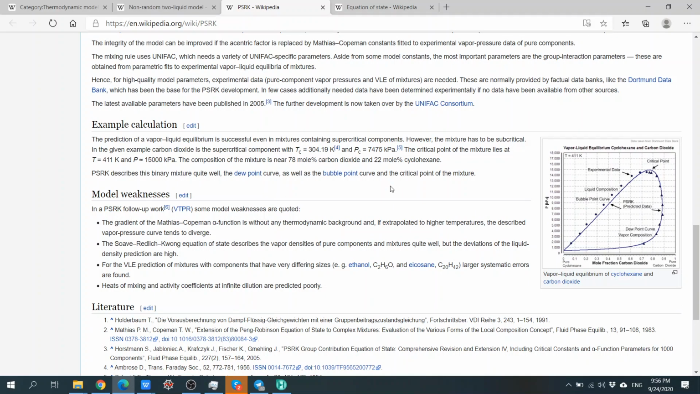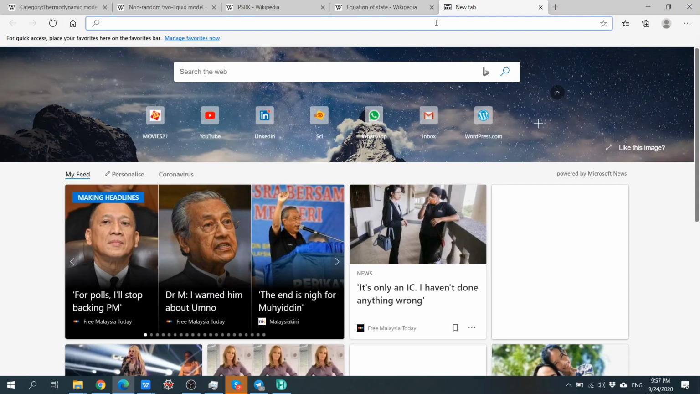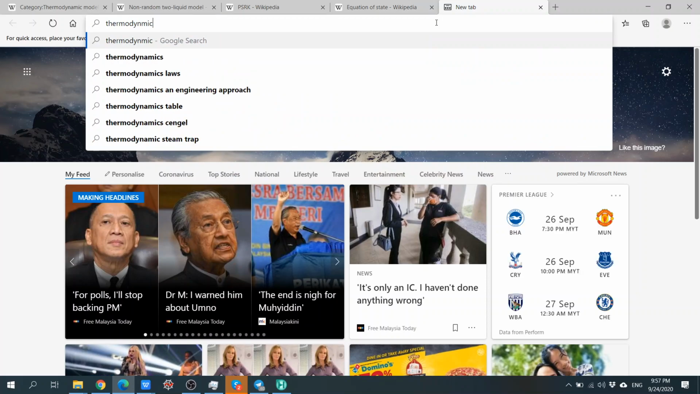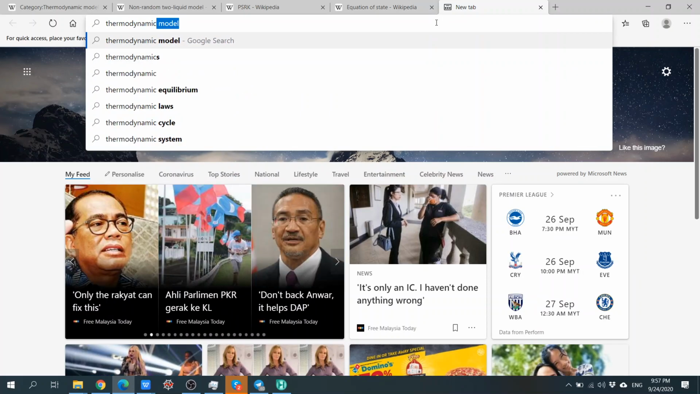You can go through this, and then you can read the advantages or disadvantages of each thermodynamic model. One good book that I recommend you to read is Process Simulation and Thermodynamic.